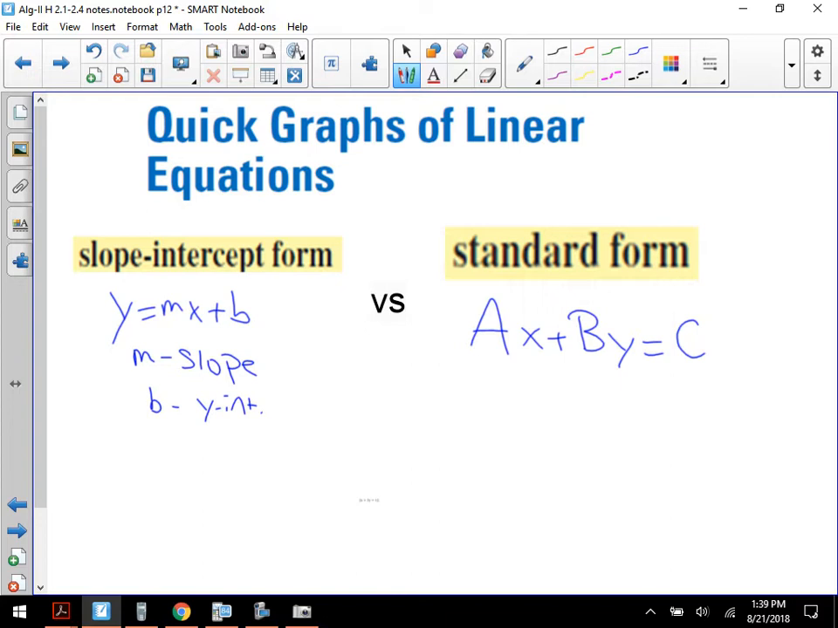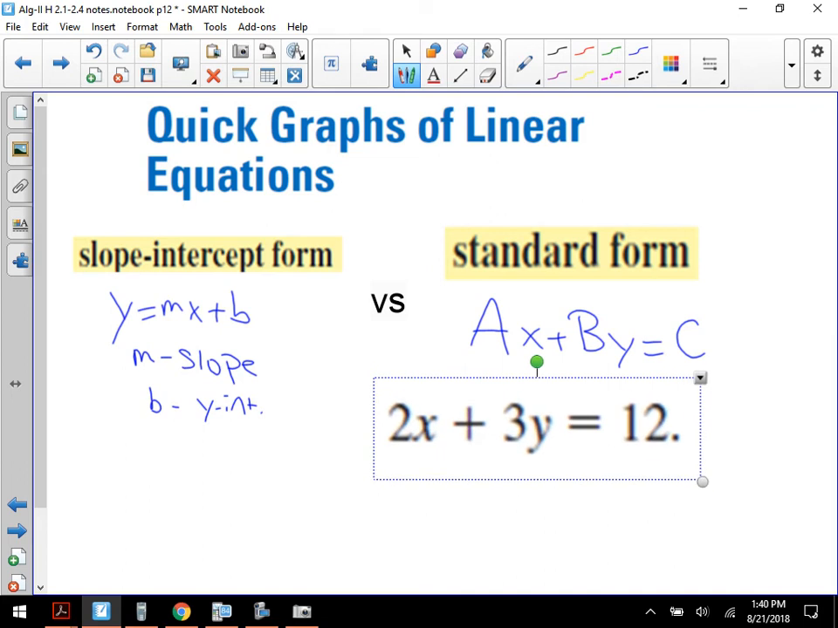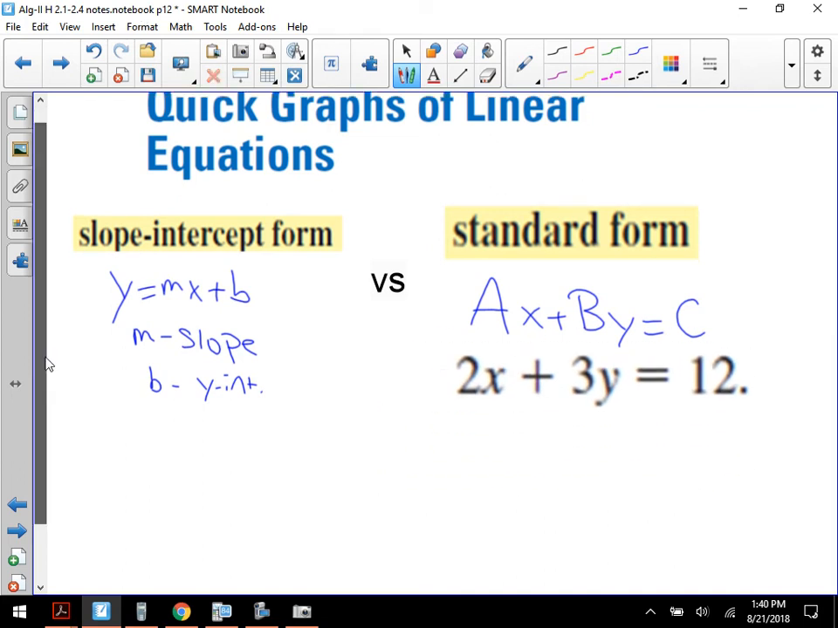Okay. Now, when you had standard form, there were a couple of rules that they threw at you. They said that A, B, and C had to have a GCF of 1, which means you just factor out the greatest common factor. A and B both couldn't be equal to 0 because then you would no longer have a line. And there was another one I'm forgetting. But the idea here was when you had standard form, you had something like 2x plus 3y equals 12.